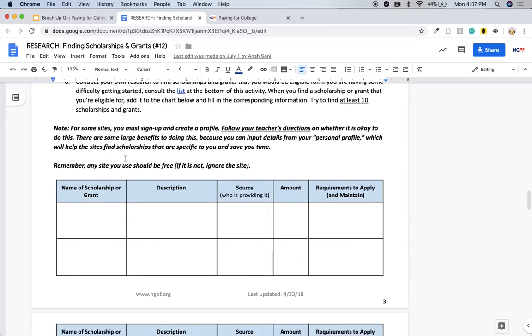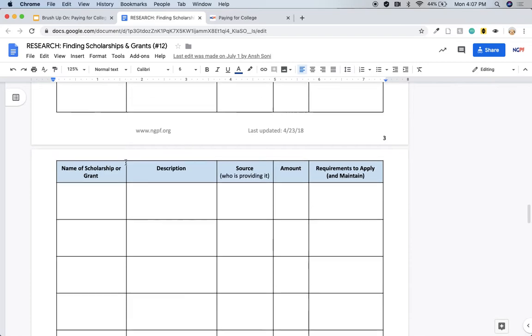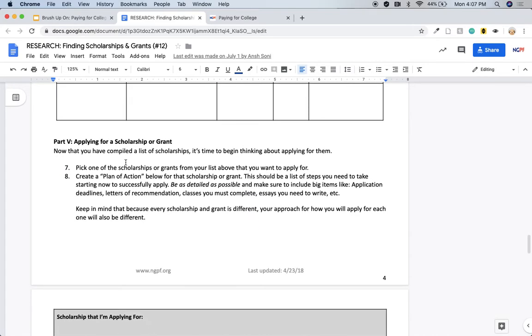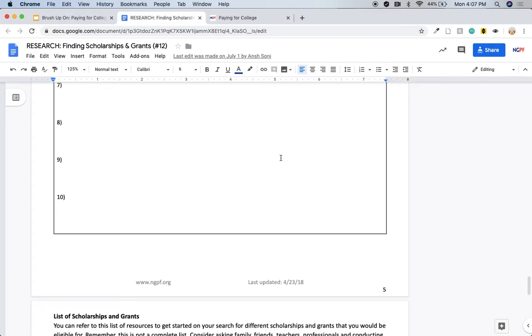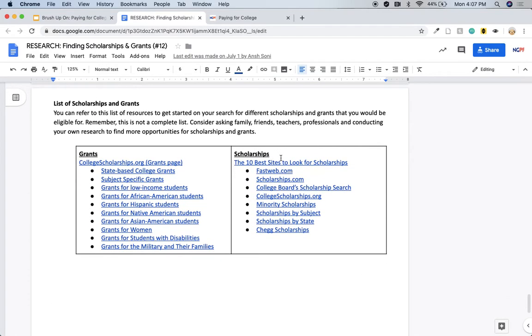And then they actually start researching scholarships and grants that they may be eligible for. And what I really like about this activity is that they actually have a plan of action. So not only do they do the research, but then they go a step further in thinking about how am I really going to sit down and write these applications, and how am I actually going to apply?